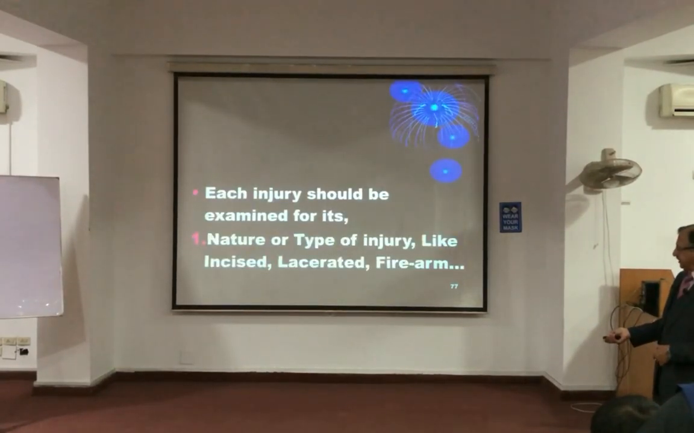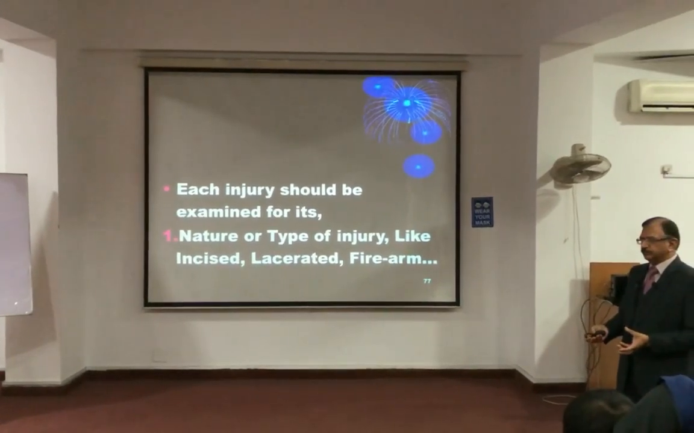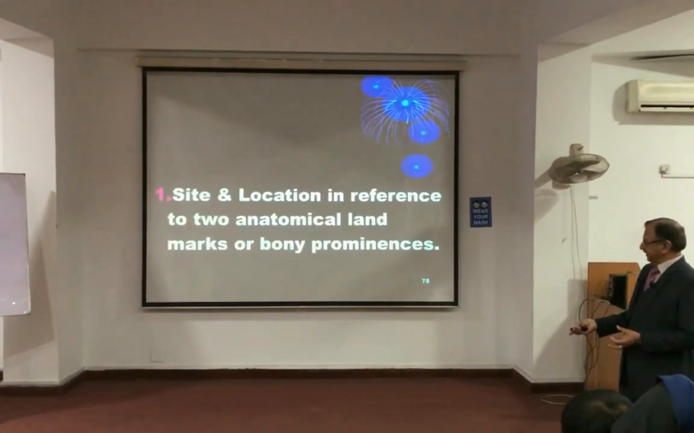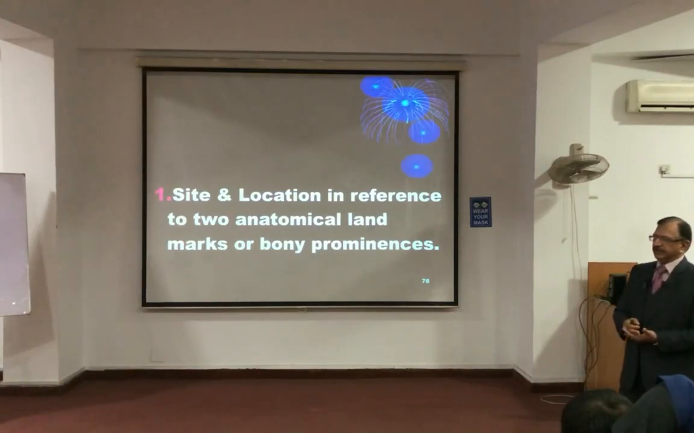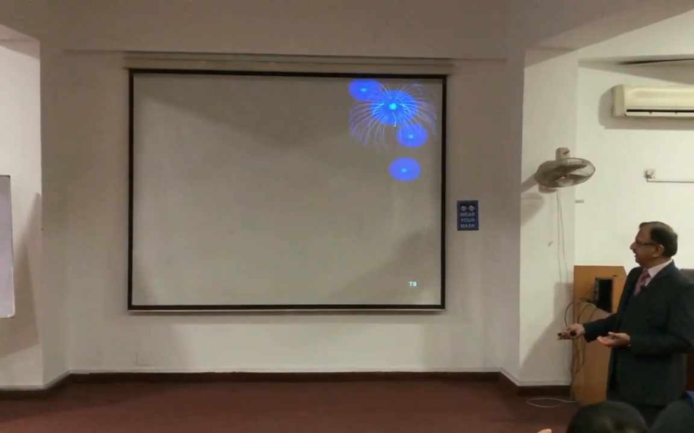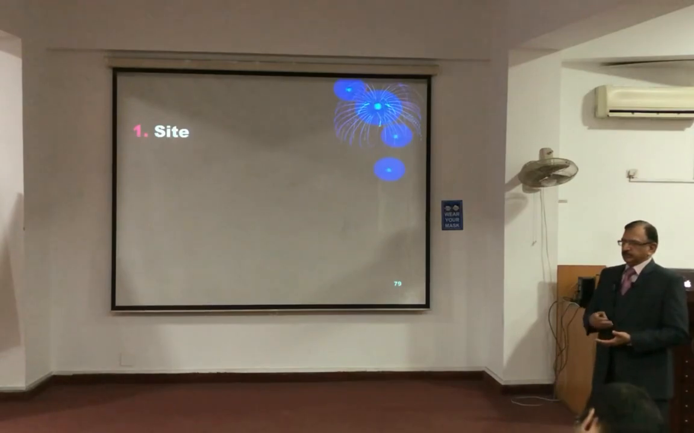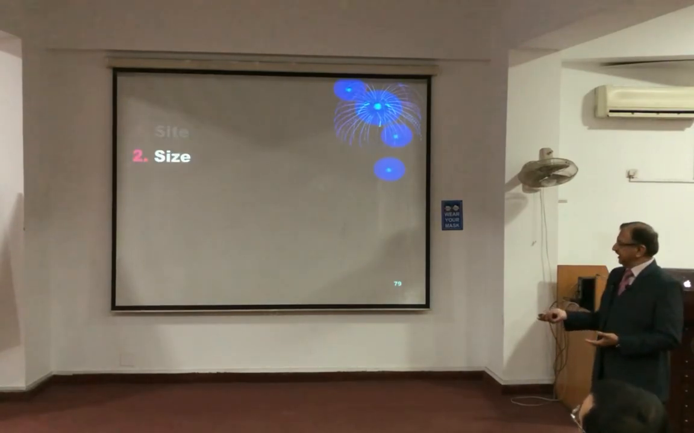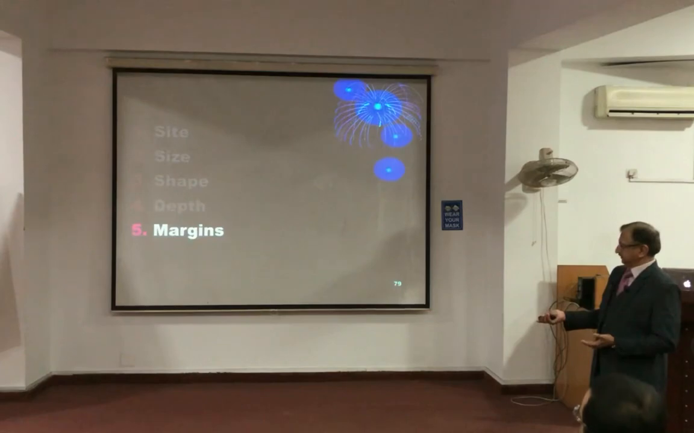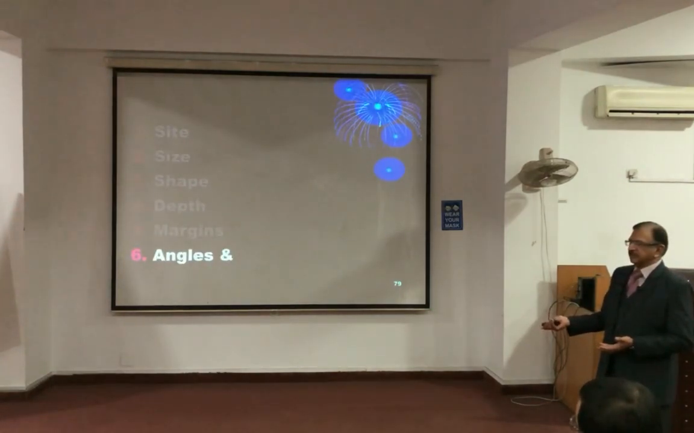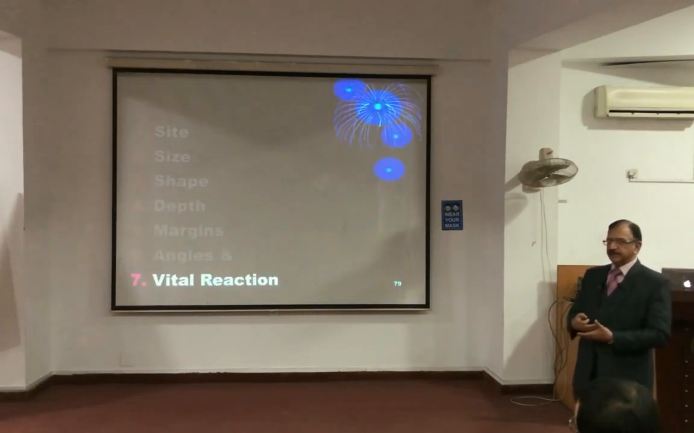So each injury should be examined for its type, that it is incised, it is lacerated, it's a gunshot wound, and then where it is located, site and location in reference to anatomical landmarks. And when we describe a wound, we tell site, size, shape, depth, margins, angles, and vital reaction.